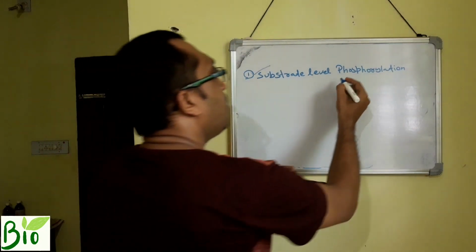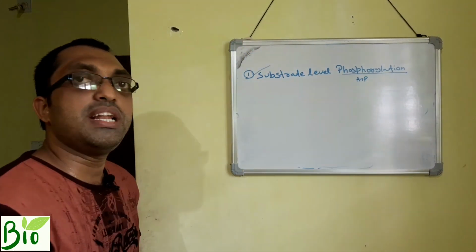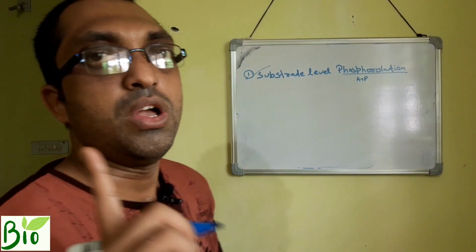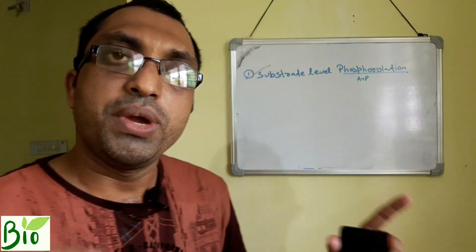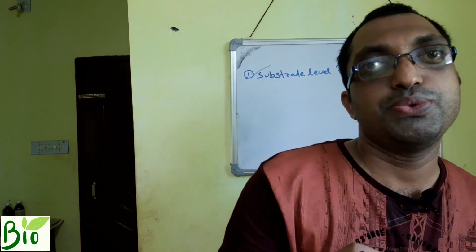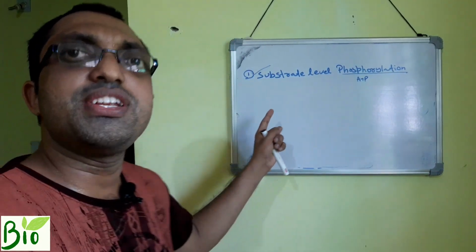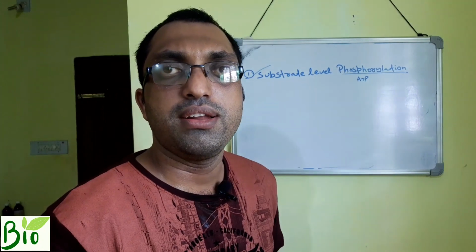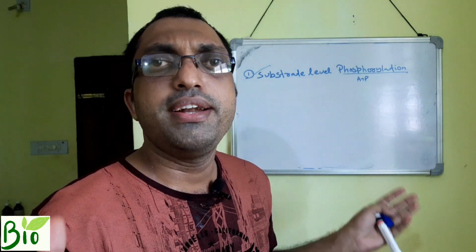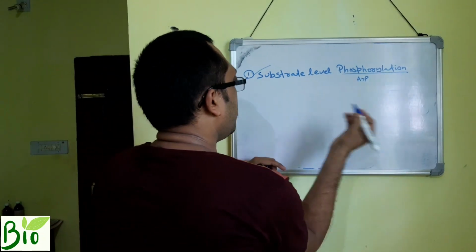I have told you what phosphorylation is: ATP synthesis. Why phosphorylation? Because we add a phosphate to ADP. So where does substrate level phosphorylation occur? Anywhere it can occur. For example, I am showing you.